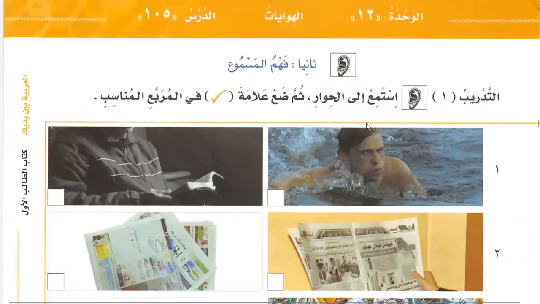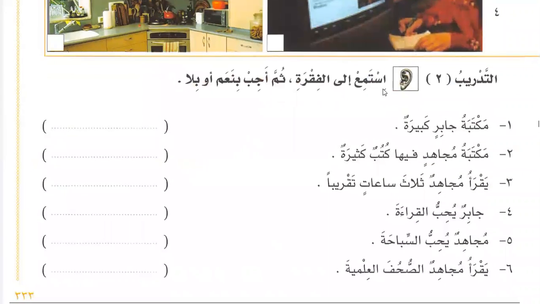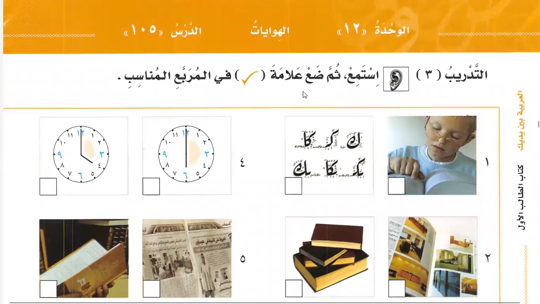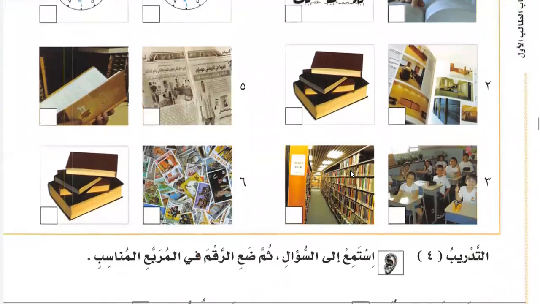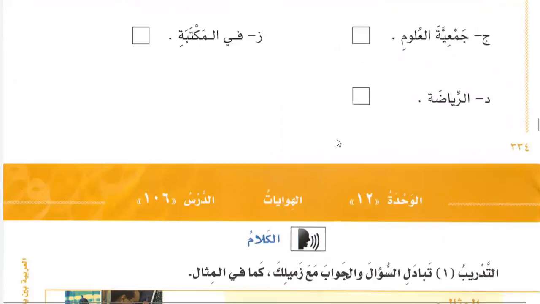He's asking you to listen to the dialogue, then put the check mark in the appropriate box. This is your homework. Then he's asking you to listen to the paragraph, then answer with yes or no. Then listen and put the check mark in the appropriate box. You will find all these audios in Google Classroom, inshallah. Then listen to the question, then put the number in the box. So answers are written here. You will put the numbers here according to the question number.